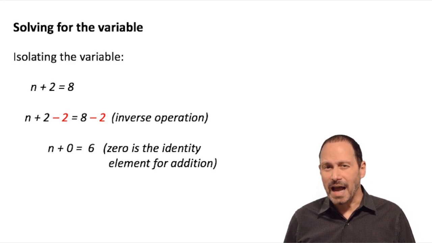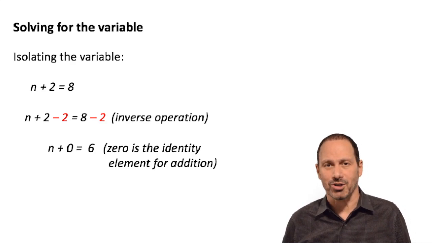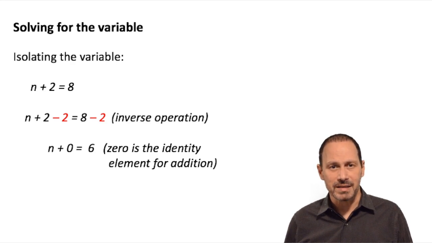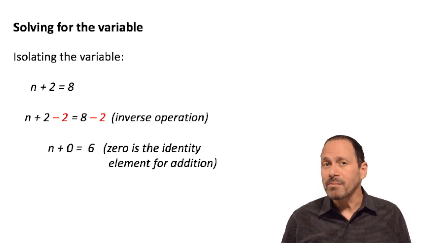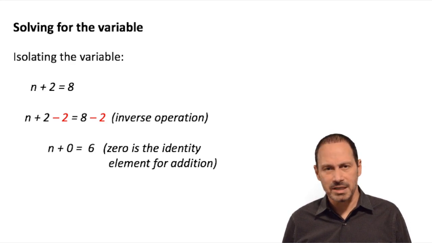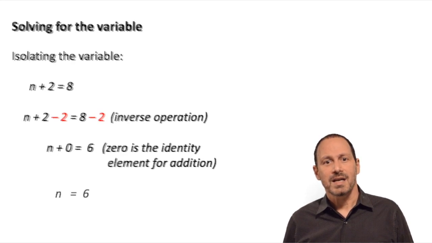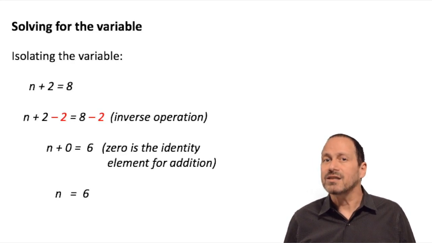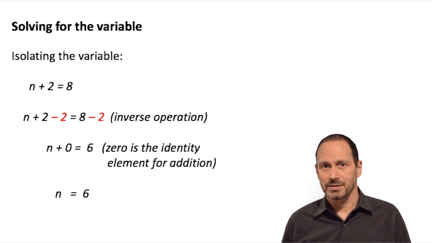0 is the identity element for addition. What that means is that anything we add to 0 will be equal to itself. So n plus 0 is n. So we have that n is equal to 6.